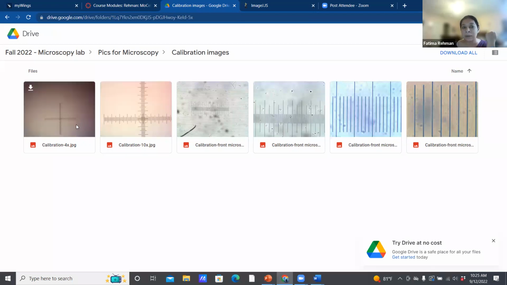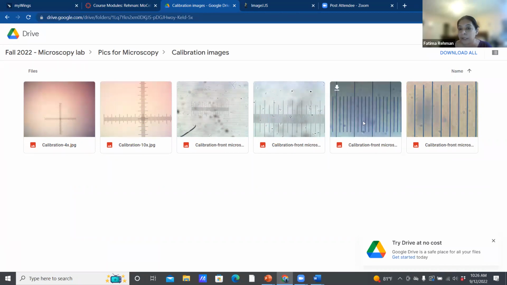Here is the side microscope, and already you can see the difference, right? For 4 and 10, they look different. Just looking at this image, you see that it was not going to give you the same calibration. So depending on the microscope you use, your calibration will change. You have to make sure that the images you have are using the same microscope as your calibration images.